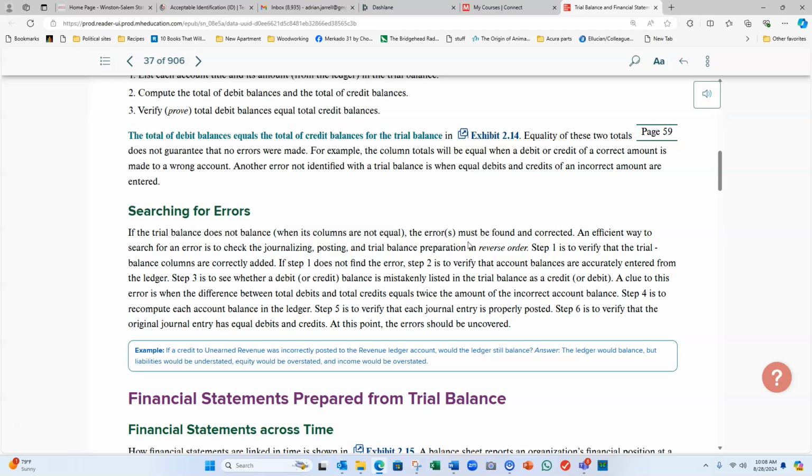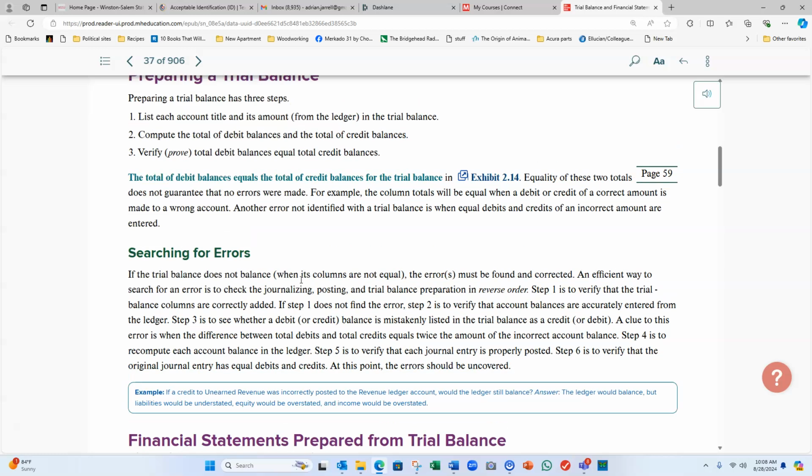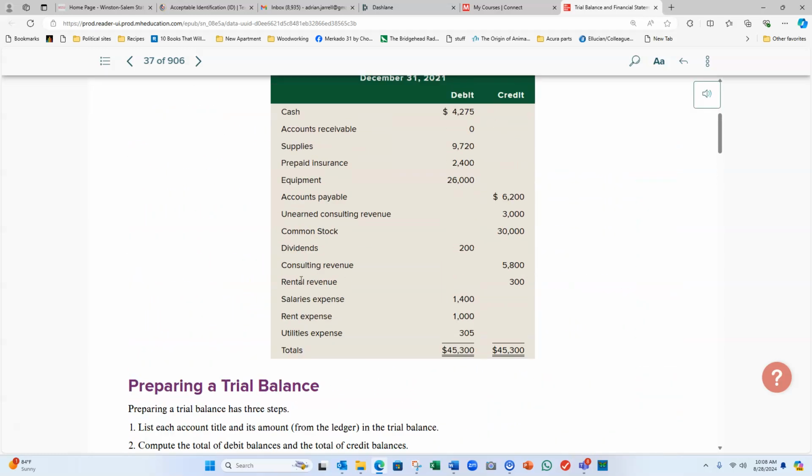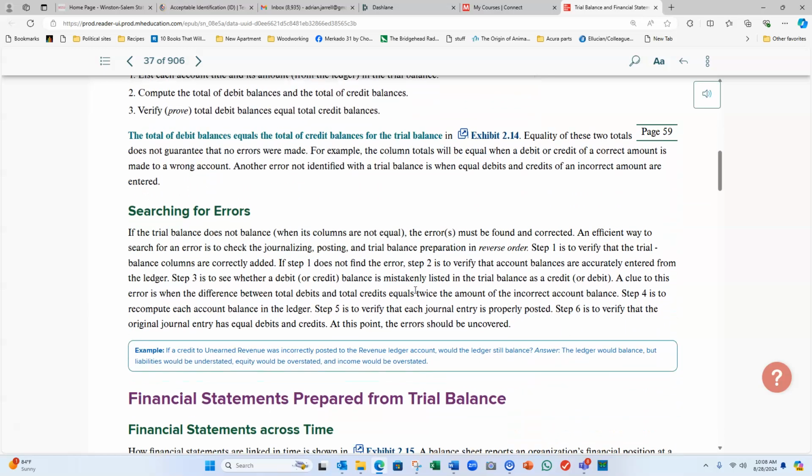Step 3 is to see whether a debit or a credit balance is in the wrong place, and I just mentioned that. A clue to this, it says, is when the difference between the total debits and the total credits is equal to twice the amount of the incorrect balance. So if we had a difference of $610, I would look and say, utilities expense is half that. I wonder if I got it in the wrong place. Well, this is correct, but if the 305 were over on the right side, the credit side, the difference would be $610.